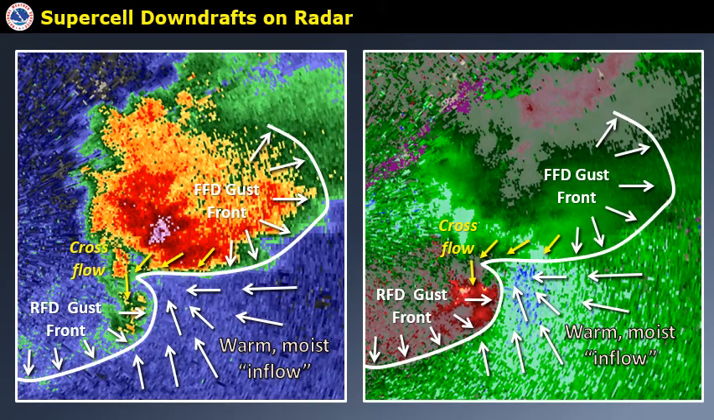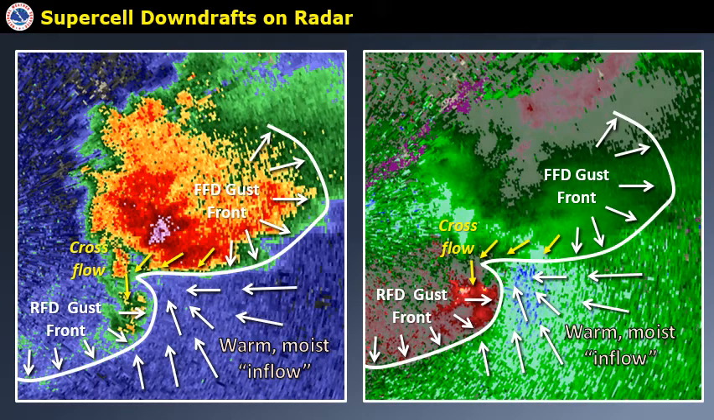We've gone through a conceptual model of supercell downdrafts. Let's examine what this looks like on radar. The image here on the left shows the radar reflectivity, while the image here on the right denotes the base radial velocity. Now, in this imagery, the radar is located to the left in each panel, or more than likely to the west of the target.